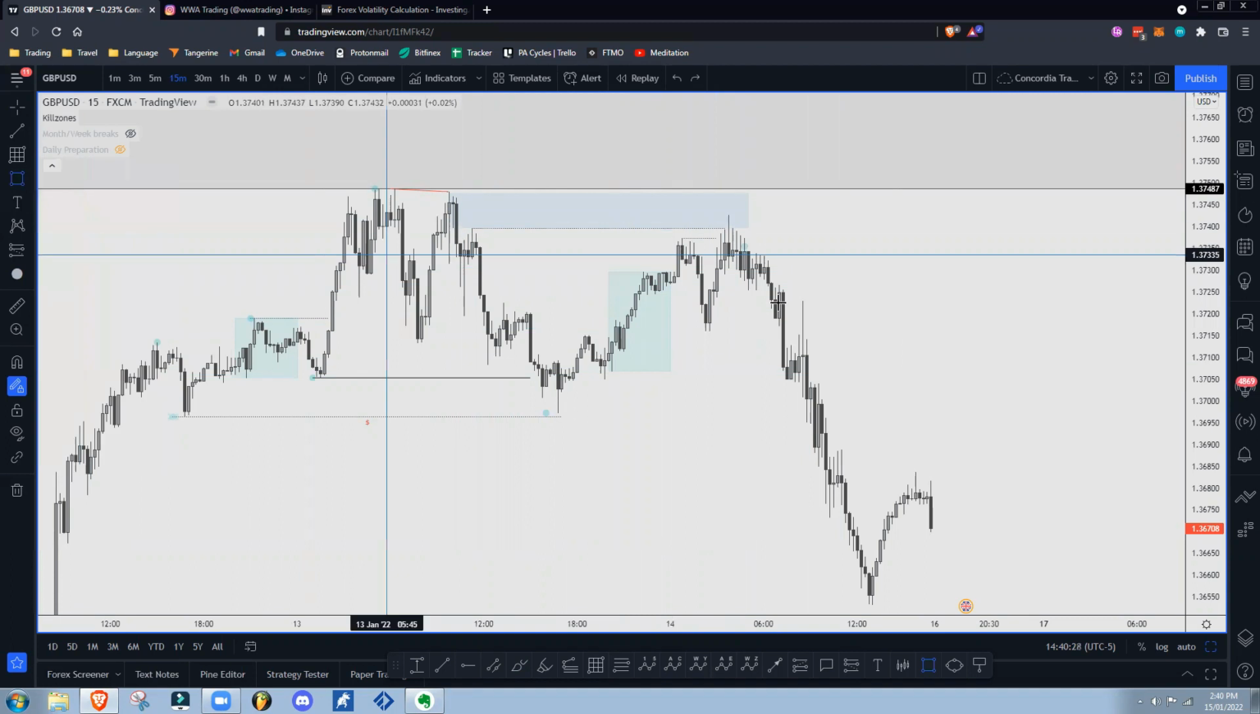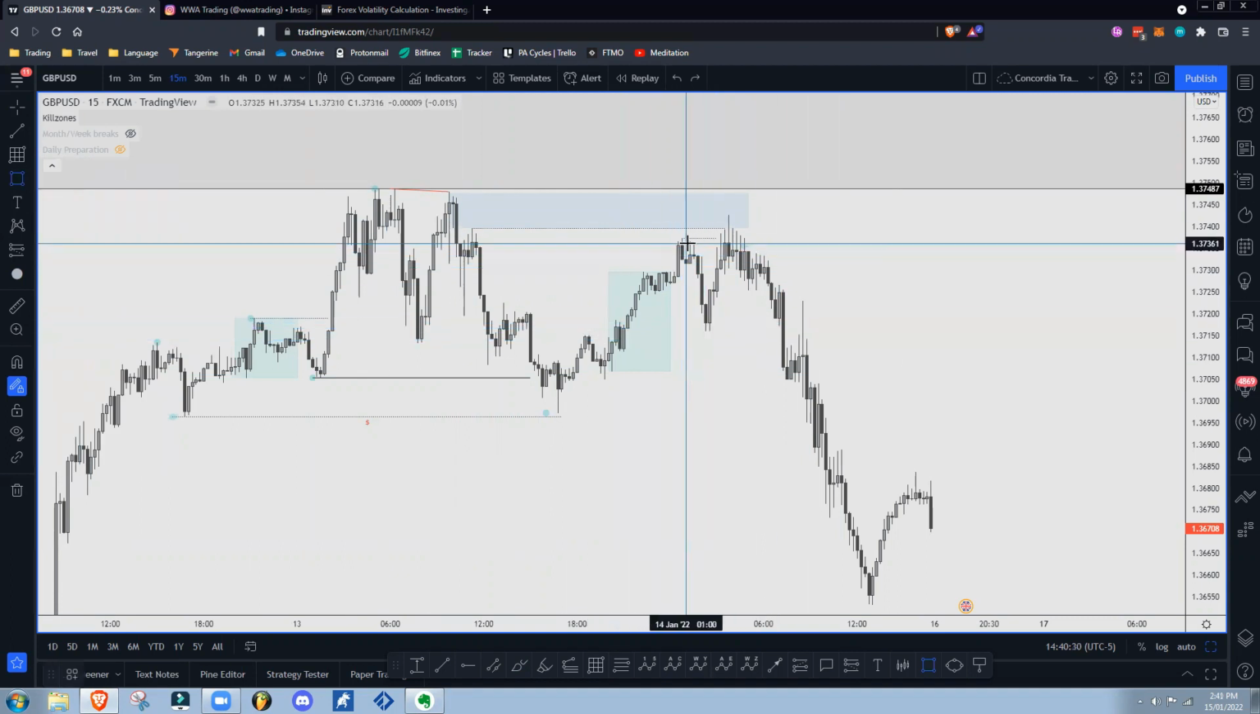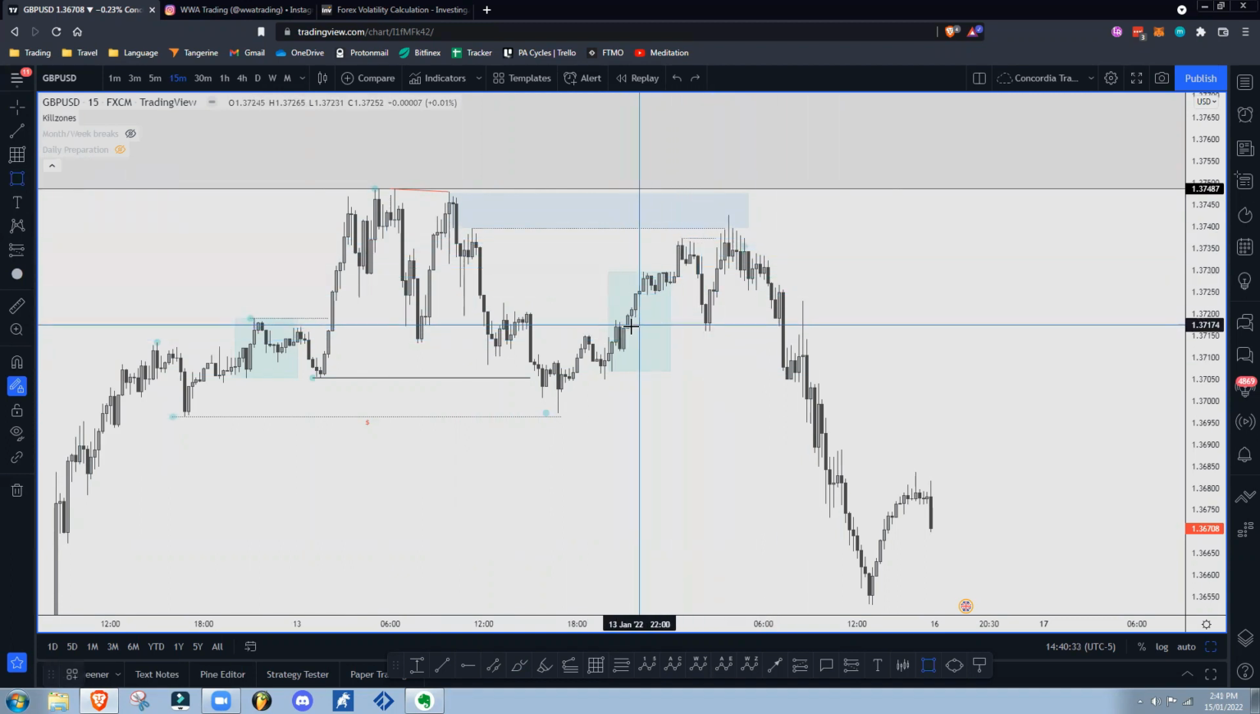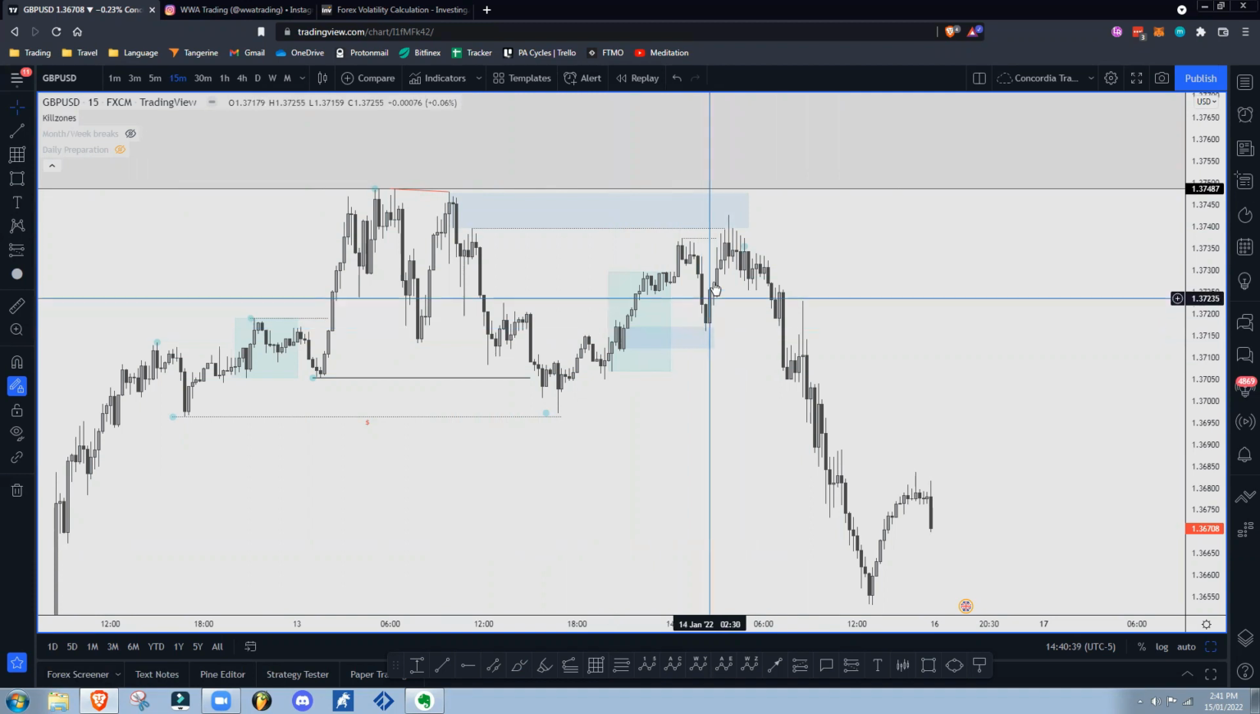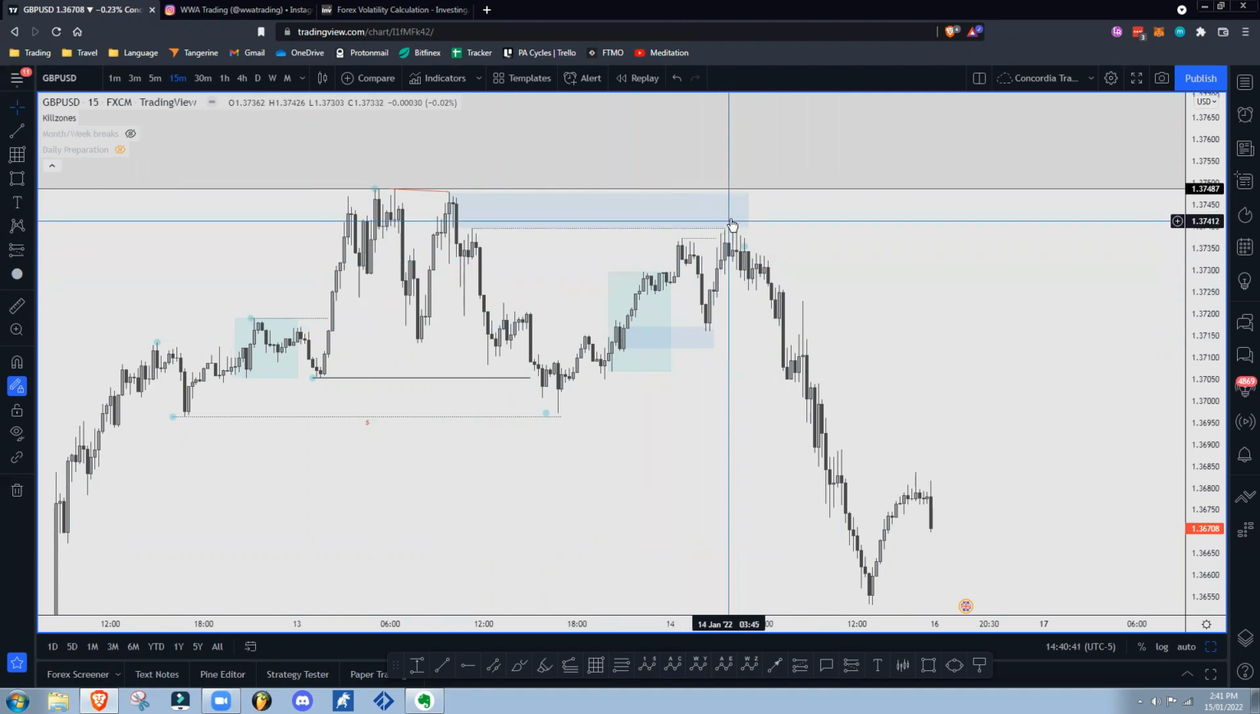Look what happens. So this was Frankfurt, came back down, mitigated the Asian range 50%, so the Asian midline. There's a nice order block right there. Boom, breaks up, comes back up in here. And now this is where we're looking for shorts.